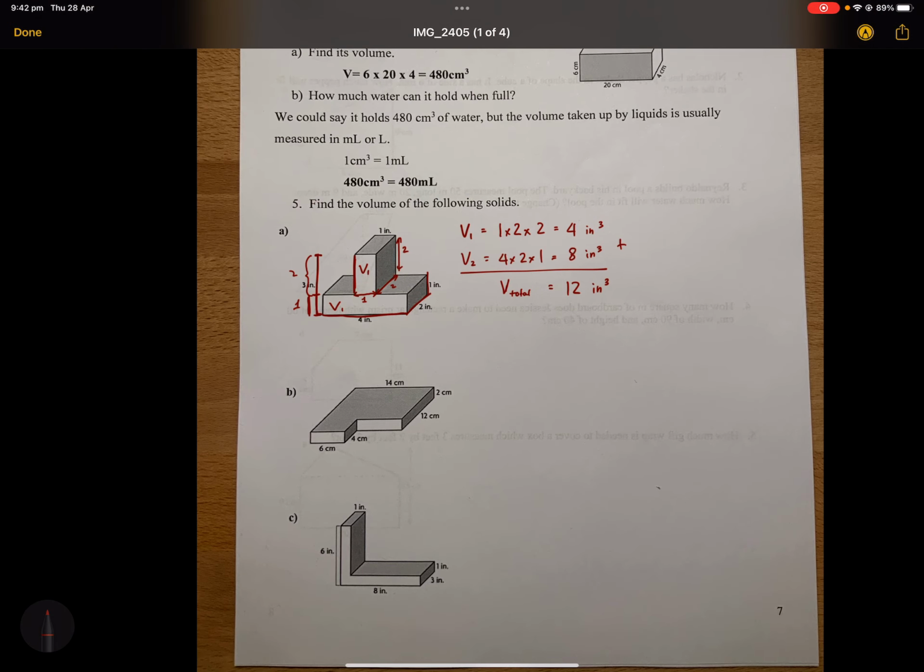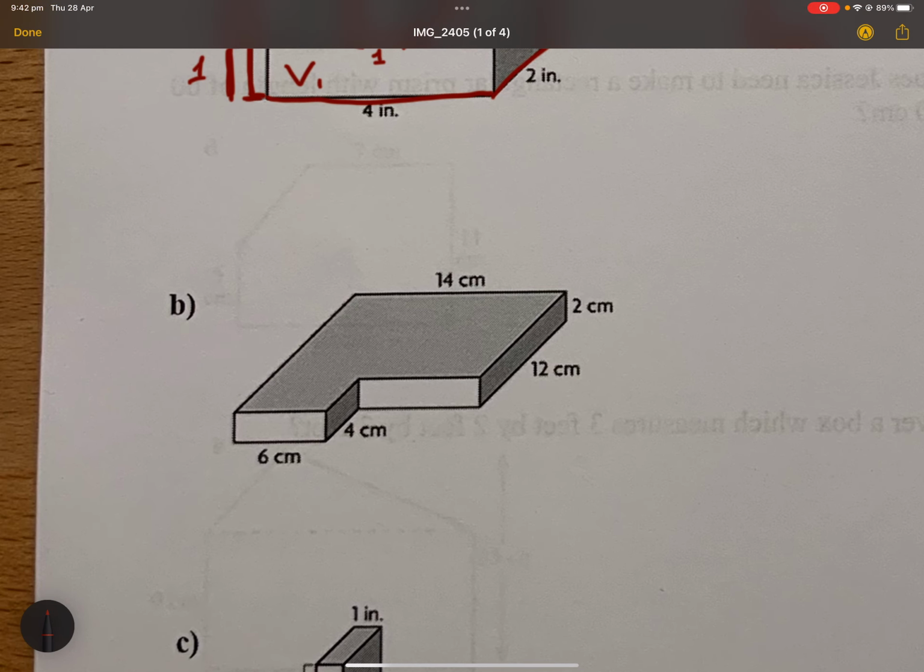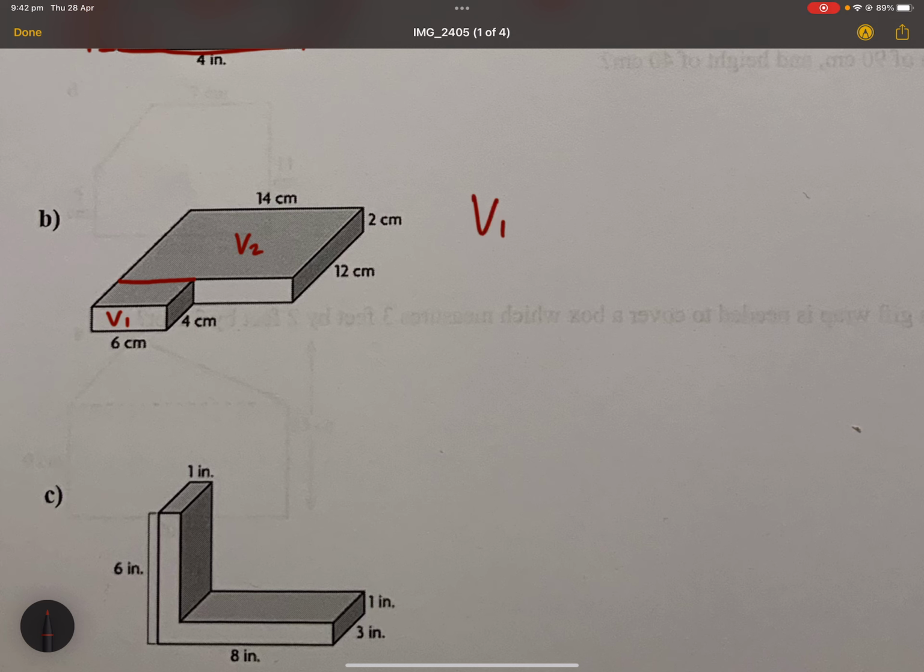Okay, next one. We're going to divide this shape. I'm going to divide it across. Cut this shape across. I'm going to call this V1, the top, and the other side is V2. So what's V1? V1 is equal to, well, we need the length, which is 6, the width, which is 4, and the height. Now the height of this whole thing is 2. So that's 2, this must be 2, this must be 2. They're all 2.